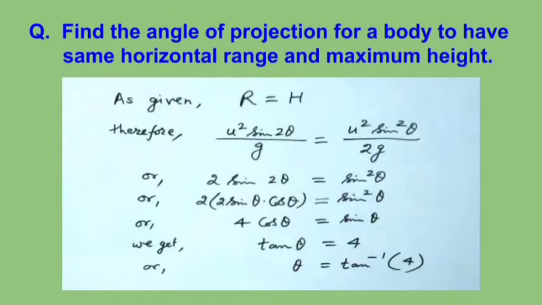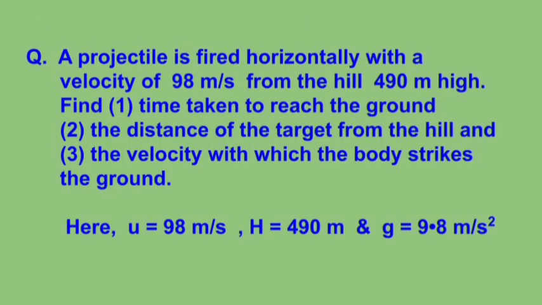Question number 2. Find the angle of projection for a body to have the same horizontal range and maximum height. As given, R = H. Therefore, u square sin 2 theta by g = u square sin square theta by 2g, or 2 sin 2 theta = sin square theta. After expansion and cancellation, we get tan theta = 4, or theta = tan inverse of 4.